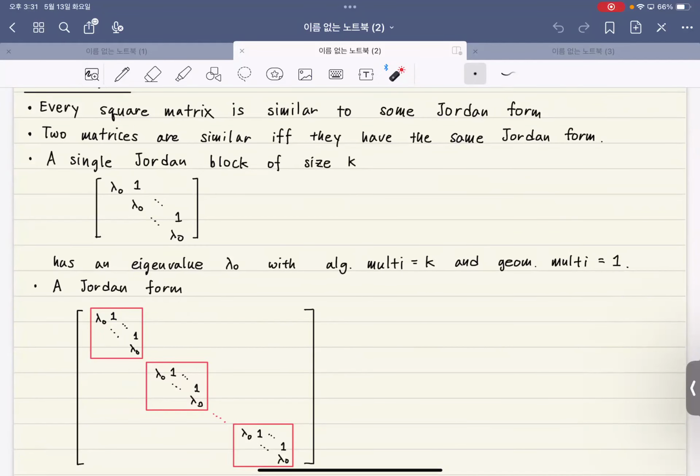Every square matrix is similar to some Jordan form, and therefore the Jordan form is a complete matrix invariant. So that means you can actually compute it. There is a very concrete algorithm that computes the Jordan form of any square matrix, and if those two Jordan forms agree, then I am 100% sure that those two matrices are similar. So in that sense, I am calling the Jordan form a complete matrix invariant.